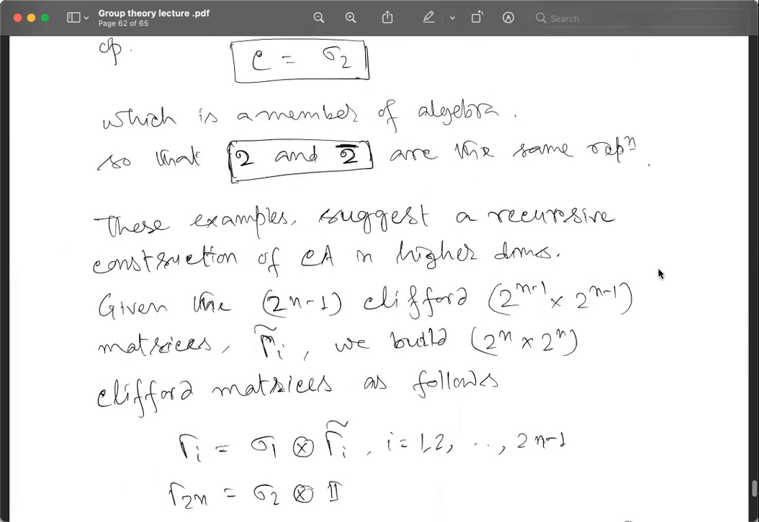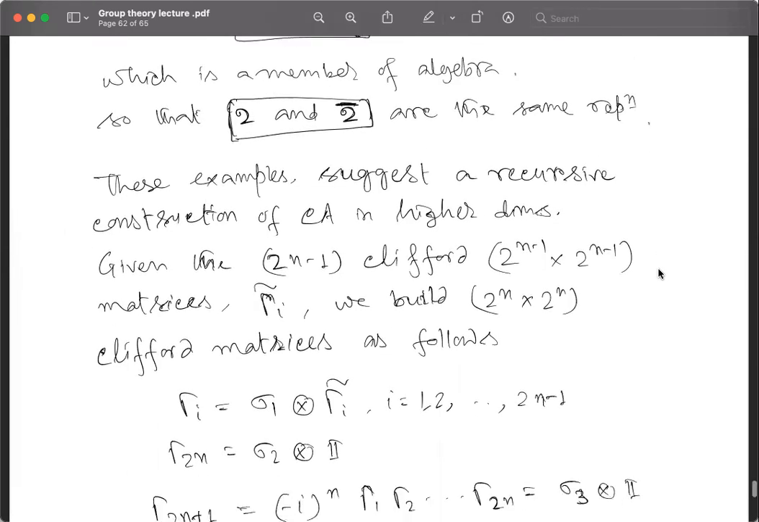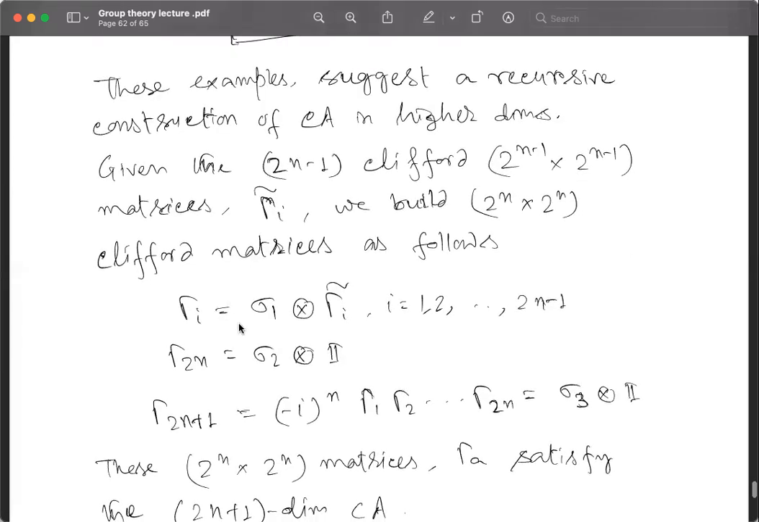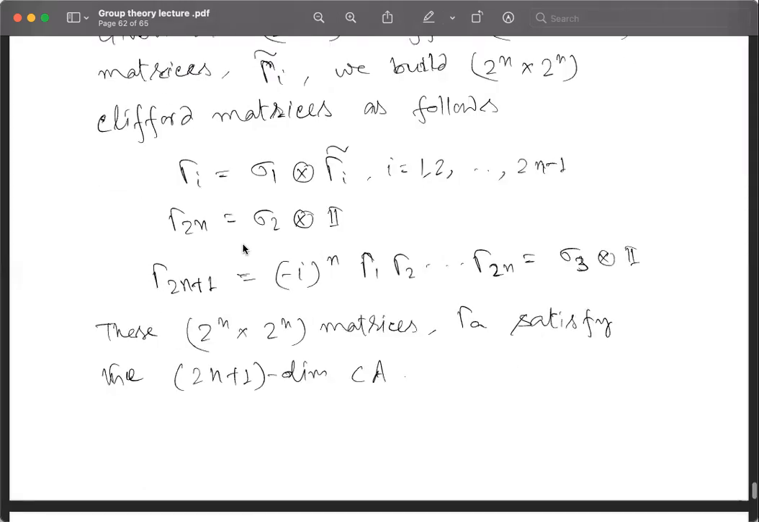Now, these examples suggest a recursive construction of Clifford algebra in higher dimensions. Given 2n minus 1 Clifford matrices gamma I tilde of dimension 2 to the power n minus 1 times 2 to the power n minus 1, we can build 2 to the power n times 2 to the power n Clifford matrices as follows. Gamma I is basically sigma 1 times sigma I tilde, where I runs from 1 up to 2n minus 1, and then gamma 2n is basically sigma 2 times the identity matrix.